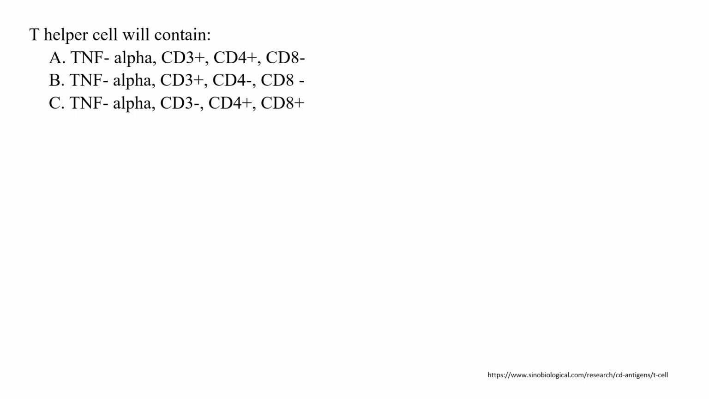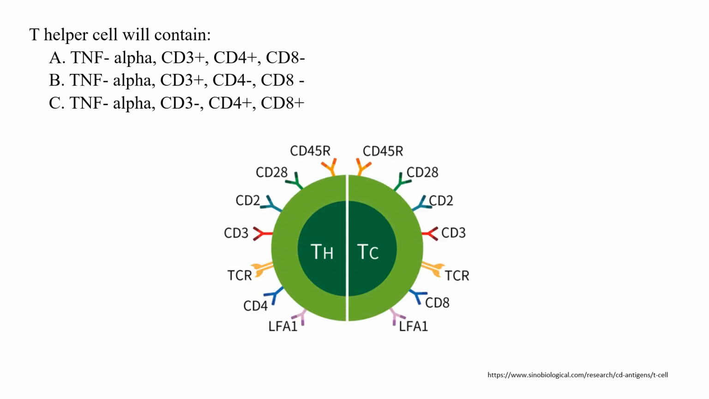A T helper cell will contain: A, TNF alpha, CD3 plus, CD4 plus, CD8 minus; B, TNF alpha, CD3 plus, CD4 minus, CD8 minus; C, TNF alpha, CD3 minus, CD4 plus and CD8 plus. For this, we shall first refer to this diagram. This is again a comparison between TH cells and TC cells.